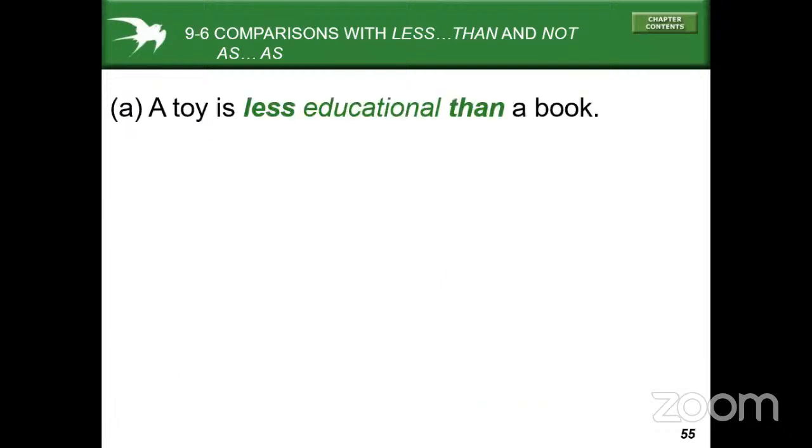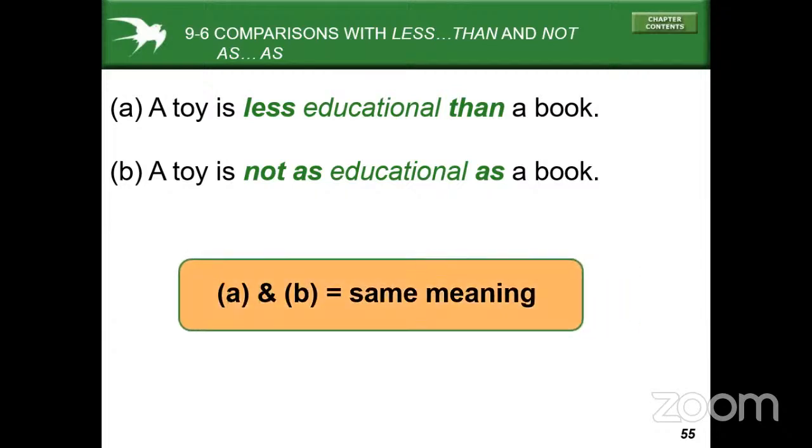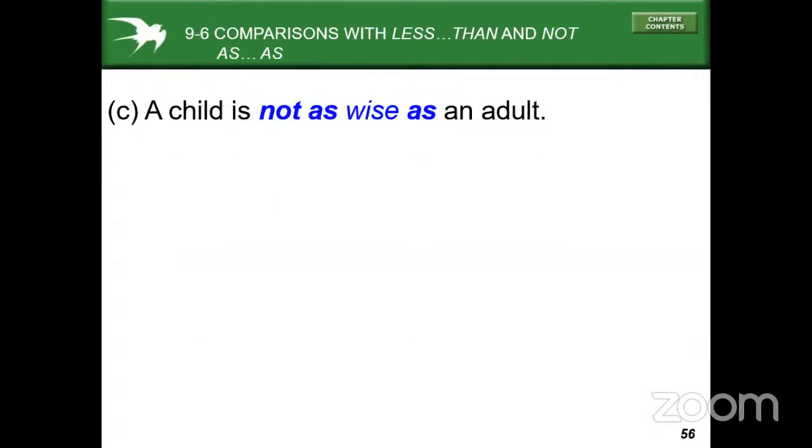A toy is less educational than a book. Of course, right? Because it's just a toy. A toy is not as educational as a book, we can say. A and B, same meaning. It is possible to use less than, not as. Both of them are okay.